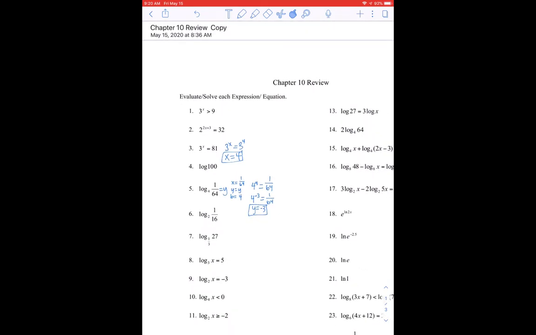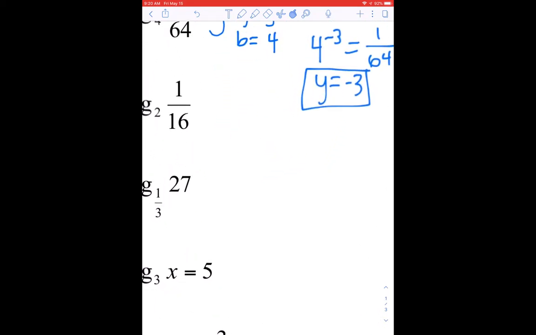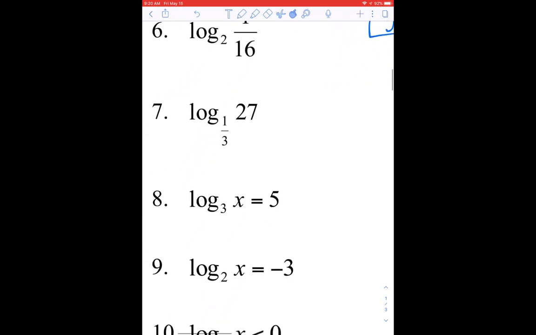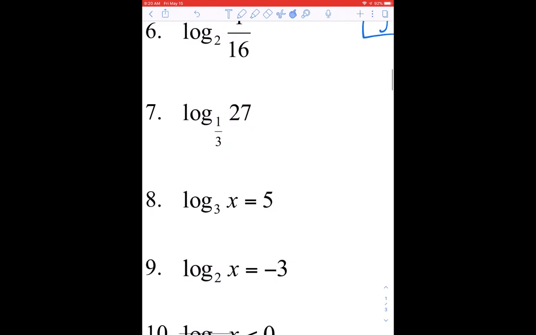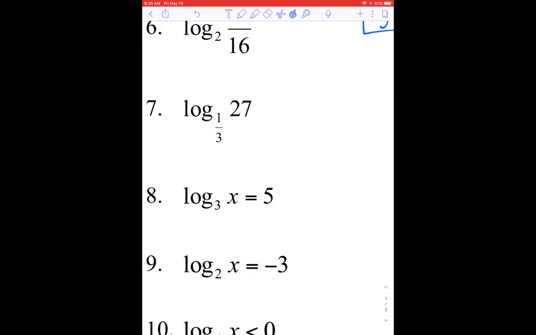Okay, the next one is 7. We're going to do the same thing. I'm doing 7 and 9. So I'll put those on the page. 7 is log to the base 1/3 of 27. So again, we're going to write equals y here. We need two sides to this equation. We're going to say x equals 27, y equals itself, and b equals 1/3.